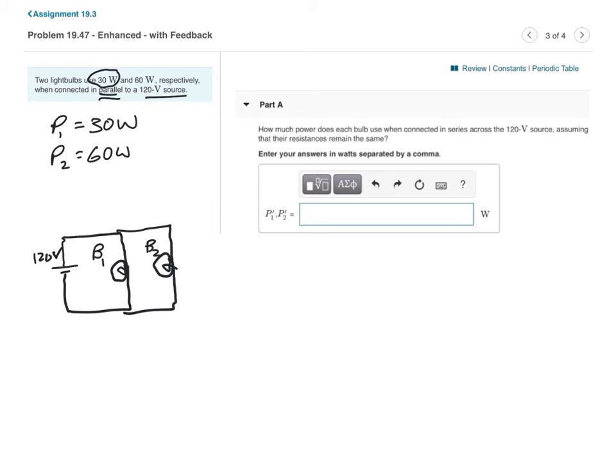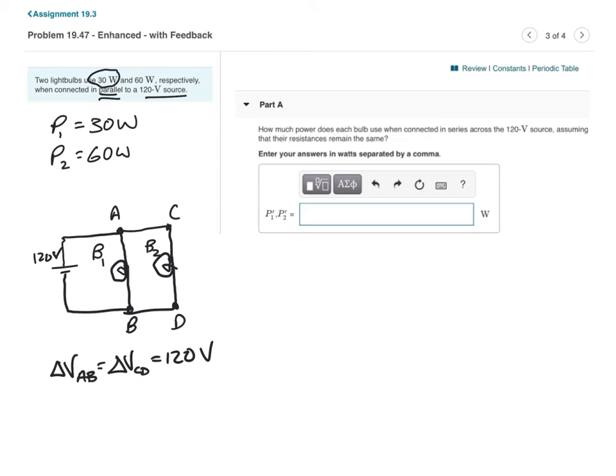Bulb 1 is the 30 watt bulb, all right? So clearly they have different resistances because they're in parallel. So they've got the same 120 volts across them at A, B, and C, D. They both have 120 volts across them. So delta V AB is equal to delta V CD, which is 120 volts.